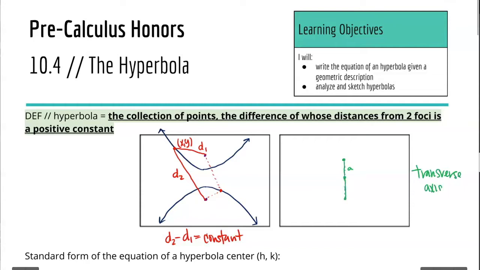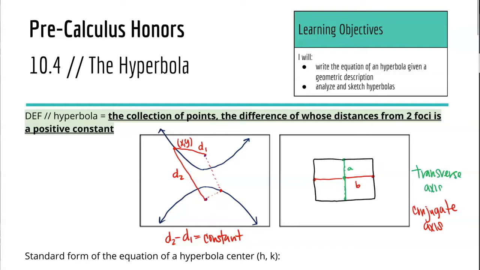Okay, is this whole thing. And then if we go in the horizontal direction, if we go to the right and left b units, that whole length is going to be called the conjugate axis. Okay, and that would go in the horizontal direction. If we make kind of a box out of those two lengths, this rectangle, if I draw lines that pass through the corners of it, are going to form asymptotes to our hyperbola.